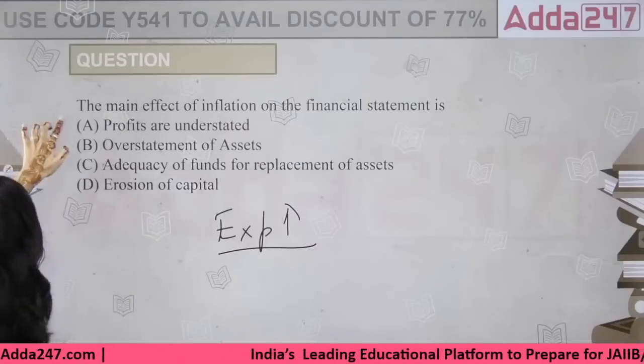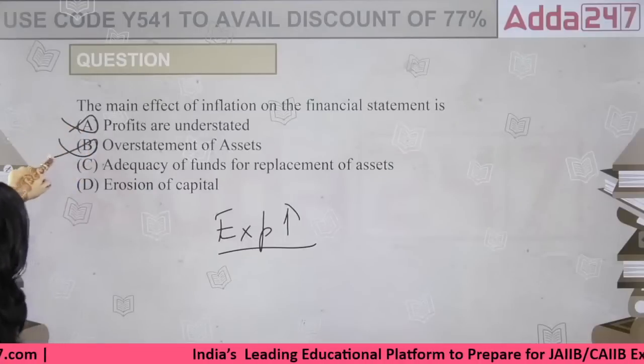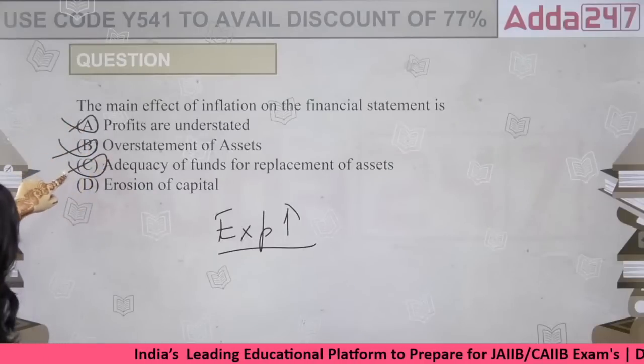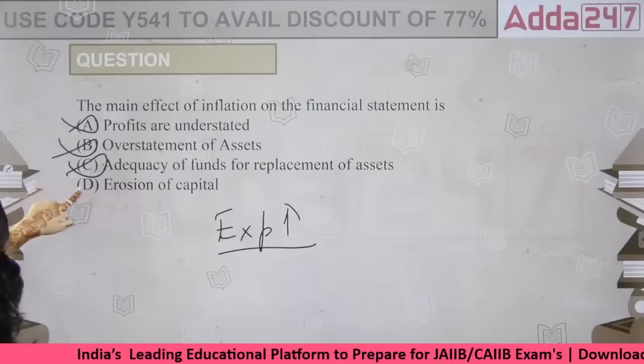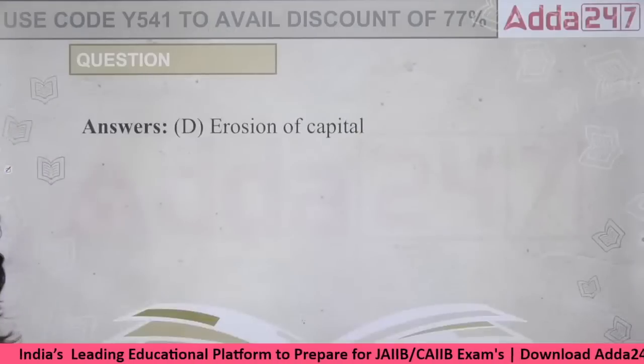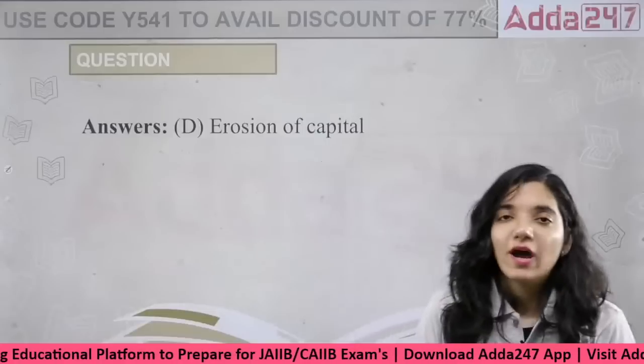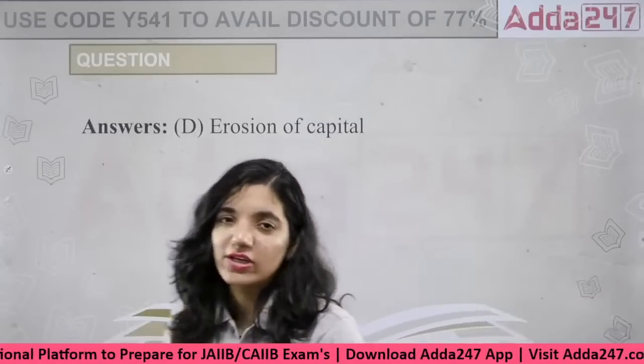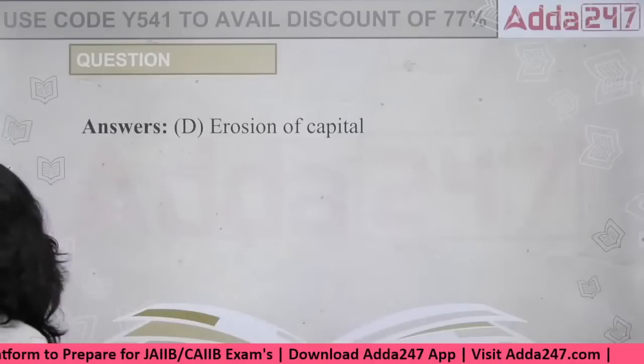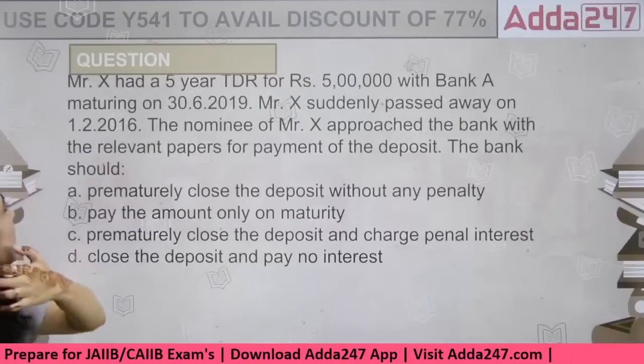That means the profits are not understated, there is no overstatement of assets, adequacy of the funds is normally there, but the problem is there's an erosion of capital, because with the rise of prices, we have to spend more, our profits will fall and start shrinking, then it can also lead to losses. Okay, now comes the next point.